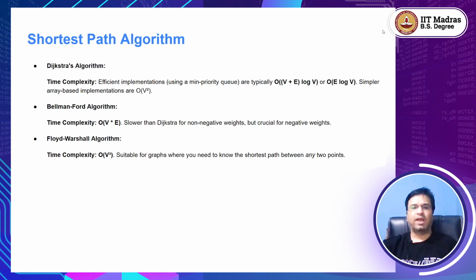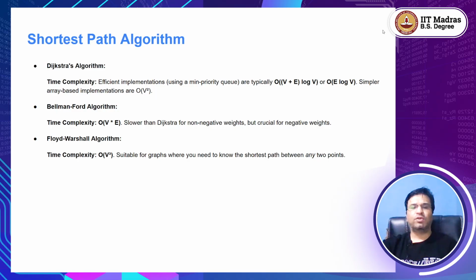Next is the shortest path algorithm. Here the idea is to find the path with the minimum total weight, like cost, distance, or time, between two nodes or from a source node to all other nodes. We use the following algorithm, Dijkstra's algorithm. It finds the shortest path from a single source node to all other nodes in a graph with non-negative edge weights. It works by greedily selecting the unvisited node with the smallest known distance. Time complexity for this is Big O((V plus E) log V) or Big O(E log V). Simpler array-based implementations are Big O(V squared).